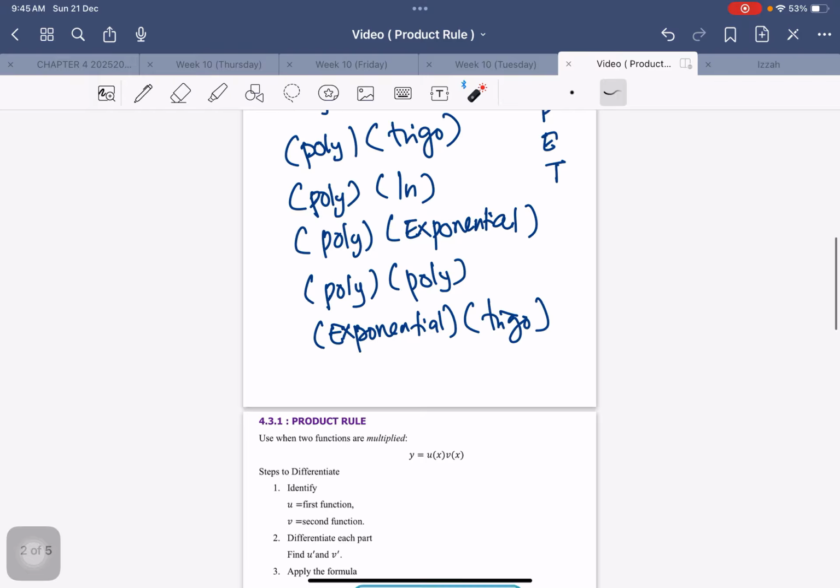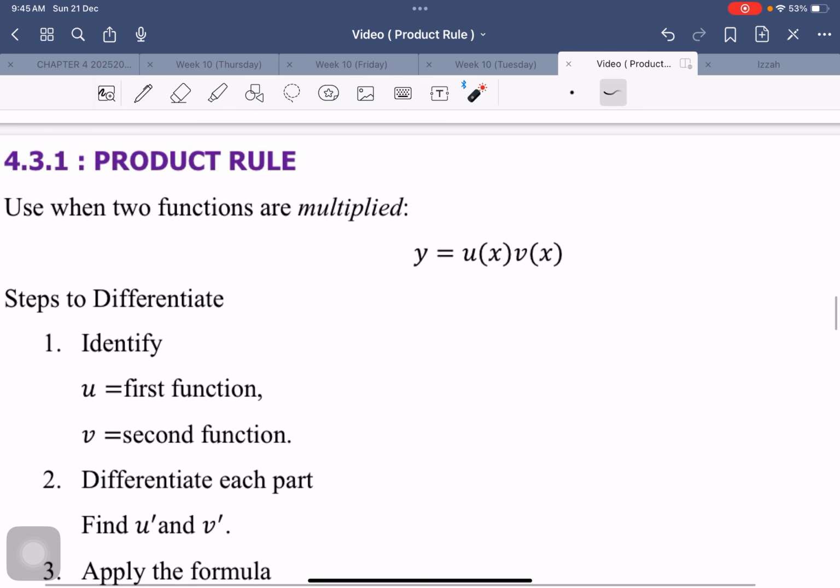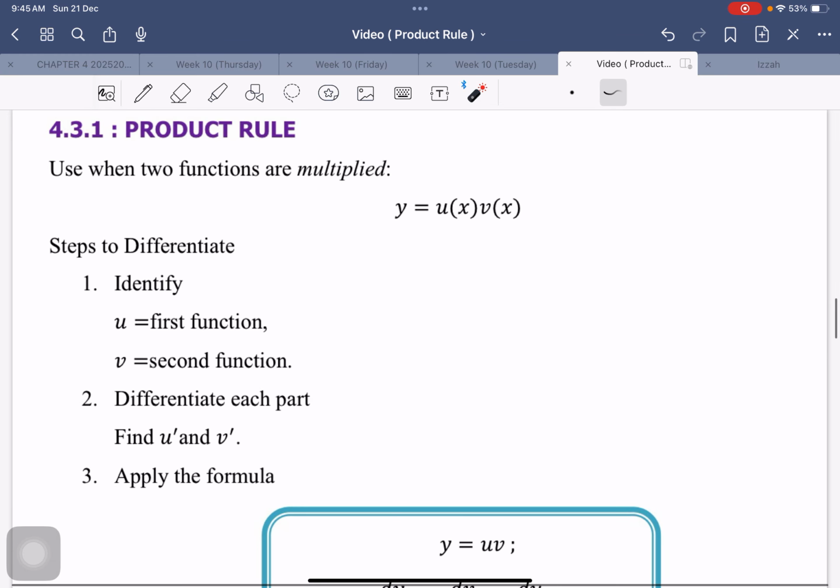So how does this product rule work? First, when you're given two functions, you have to let two variables, let them be u and v. How do we choose which function is u and which is v? The answer is it can be either one. You can choose the first one to be u and the second one to be v, or the first one to be v and the second one to be u.